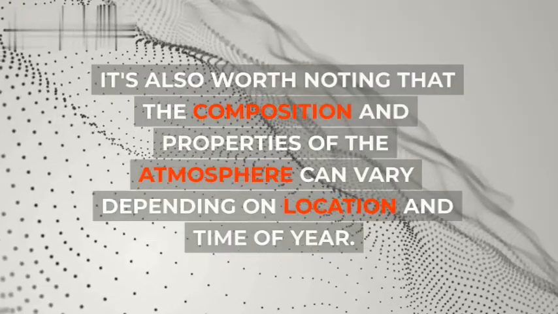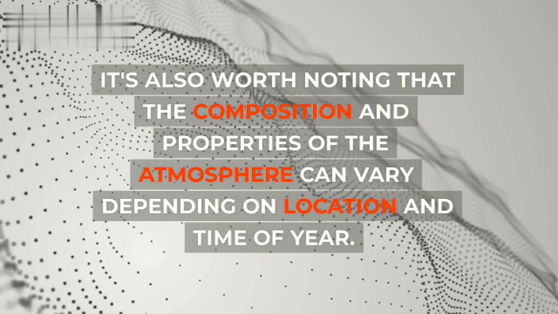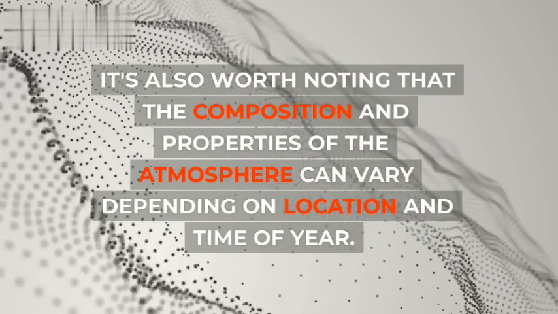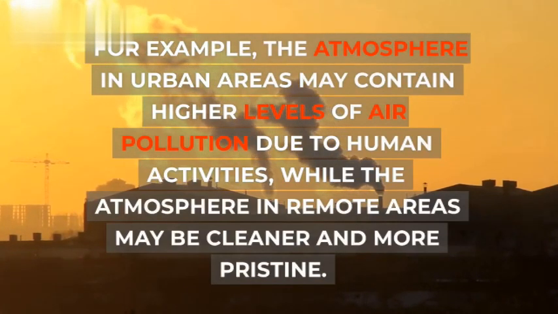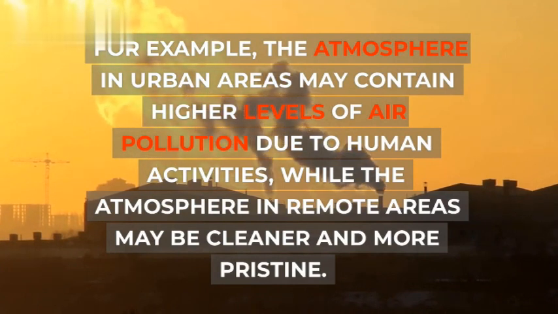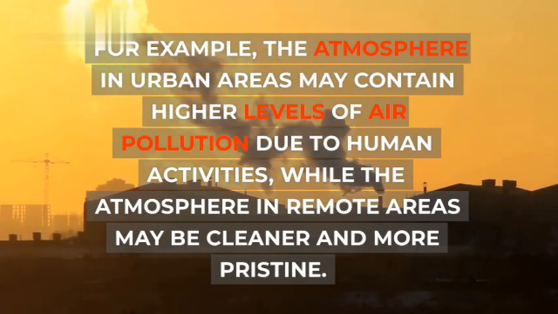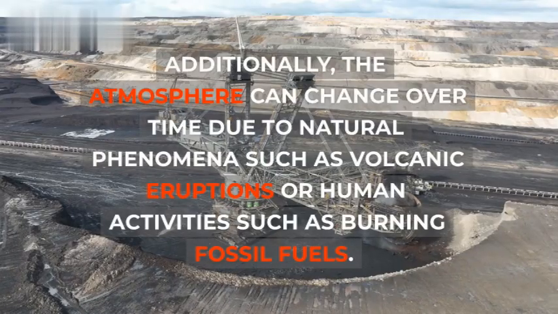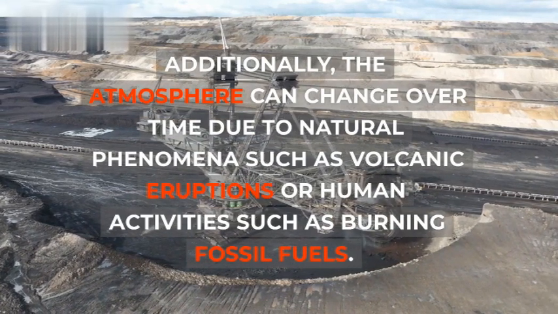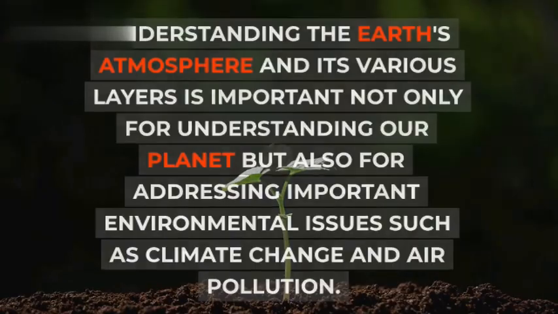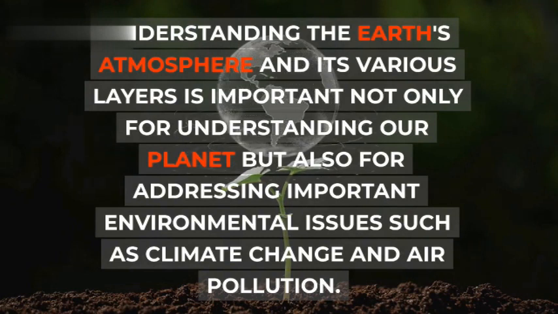It's also worth noting that the composition and properties of the atmosphere can vary depending on location and time of year. For example, the atmosphere in urban areas may contain higher levels of air pollution due to human activities, while the atmosphere in remote areas may be cleaner and more pristine. Additionally, the atmosphere can change over time due to natural phenomena such as volcanic eruptions or human activities such as burning fossil fuels. Understanding the Earth's atmosphere and its various layers is important not only for understanding our planet but also for addressing important environmental issues such as climate change and air pollution.